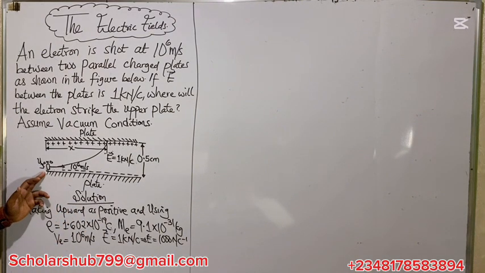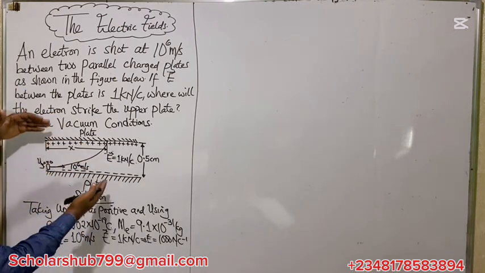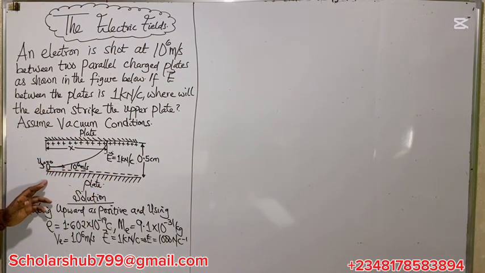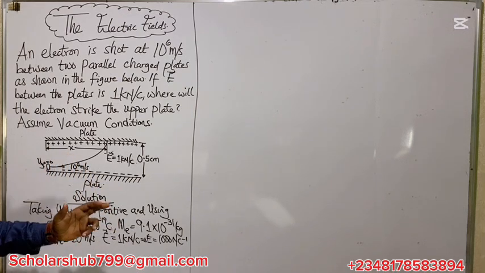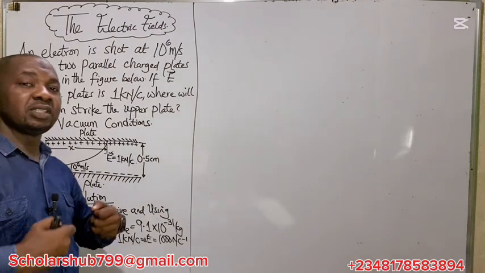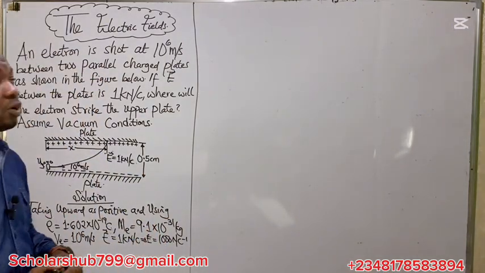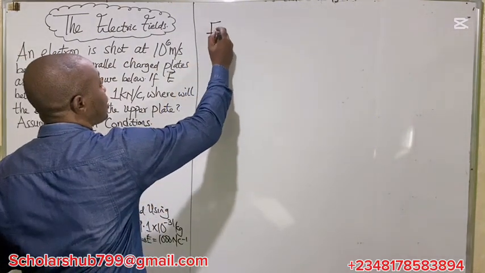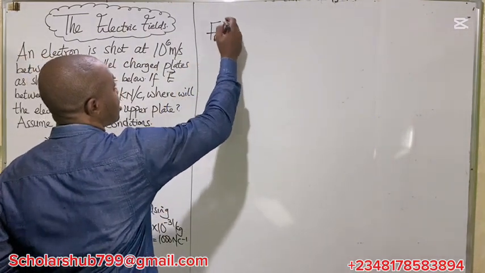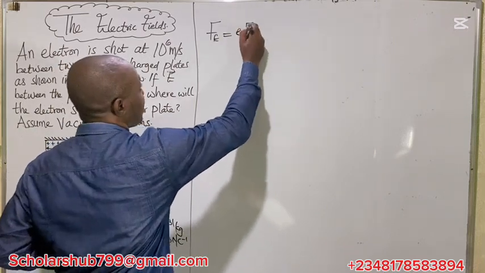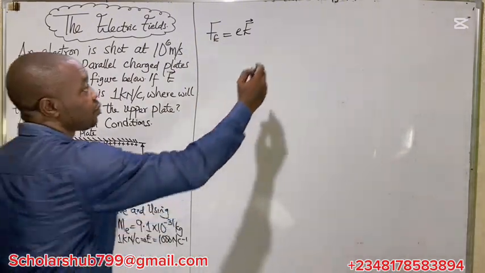Now the force on the electron, that is the electric force, because we have electrostatic plates. One plate carries positive charges, the other plate carries negative charges. So there will be an electric force on the electron. The force develops an acceleration on the electron, according to Newton's second law of motion. So first, we know that the electric force is the charge on the electron multiplied by the electric field intensity.